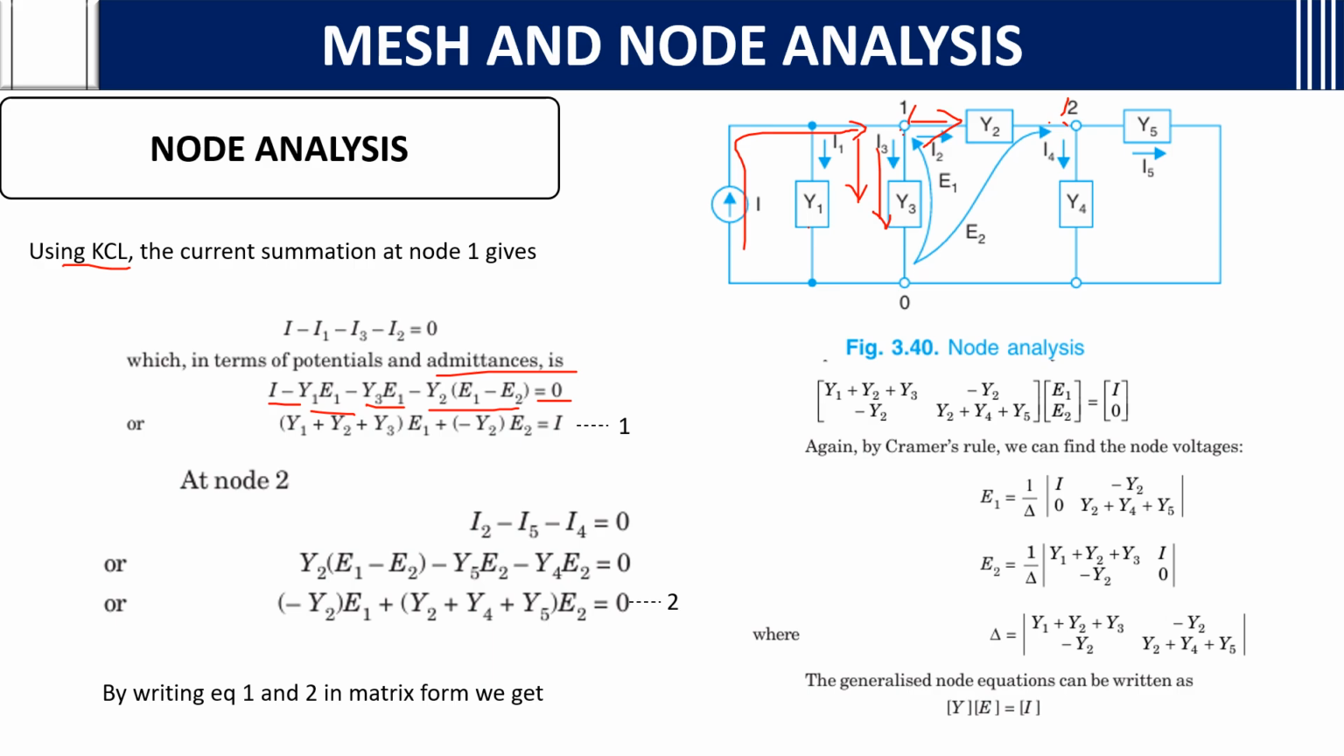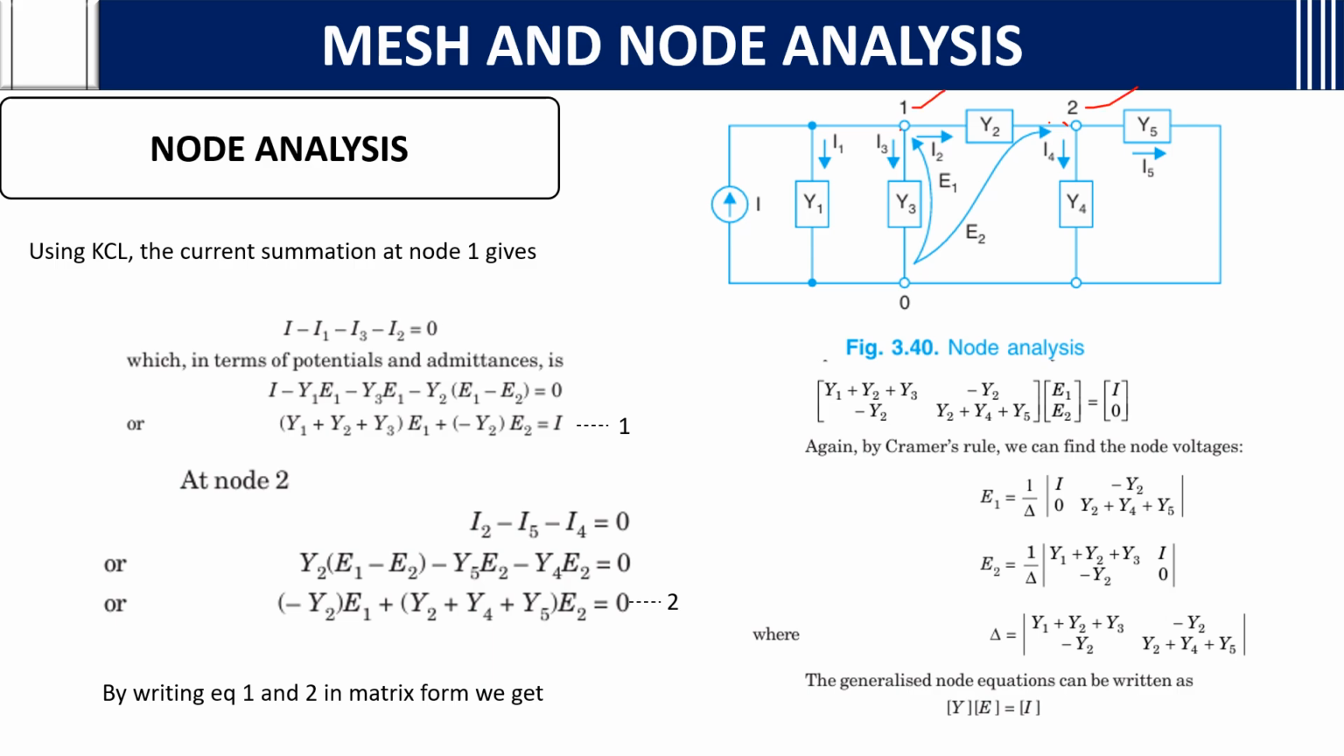If you have a doubt about why here E1 minus E2: here, this is E1, and if you think this is 0, actually it is E1 minus 0 into Y1, but 0 is not required. So Y1 into E1 and Y3 into E1 we can write. But if there is another potential on that side, like E2 at the second node, we need to take it as Y2 into E1 minus E2, equals 0.